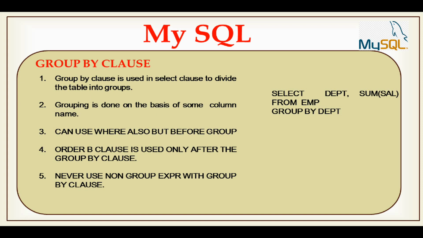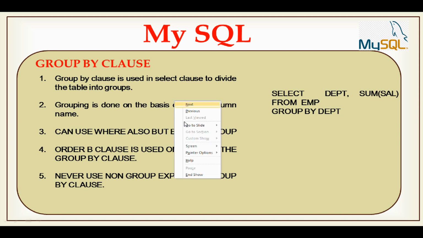That is, we can write a query which divides the table into groups, and then we can perform some queries on the basis of the column name or aggregate functions, in which case the aggregate functions will produce a value for each group. Let us try to understand the group by clause with some situations.